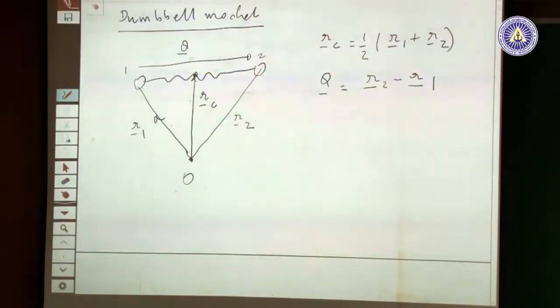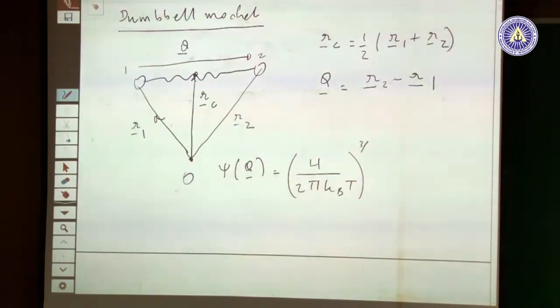Okay, so the bead-spring chain has now been reduced to the simplest version possible, and because it's a Gaussian distribution, the distribution for the connector vector, psi of Q, is (H / 2 pi kBT) to the power of 3/2 times exp(-H Q squared / 2 kBT). Okay. So that is the distribution function for a dumbbell.